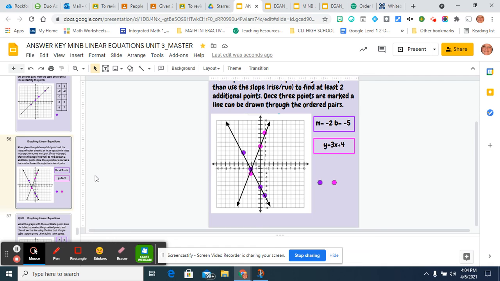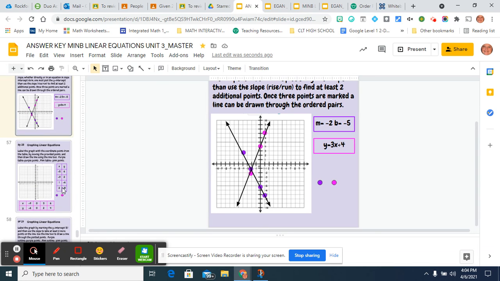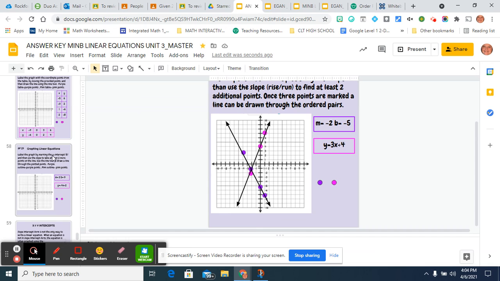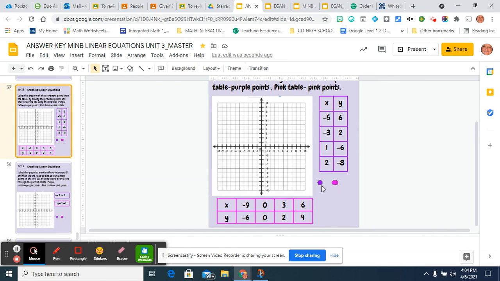So those are 2 ways, or actually 3 ways, that you can look at graphing, and you have 2 more guided practice sets on them. Follow when something's in purple, use the purple dots. When something's in pink, use the pink dots. And then go ahead and use your line tool to connect them.